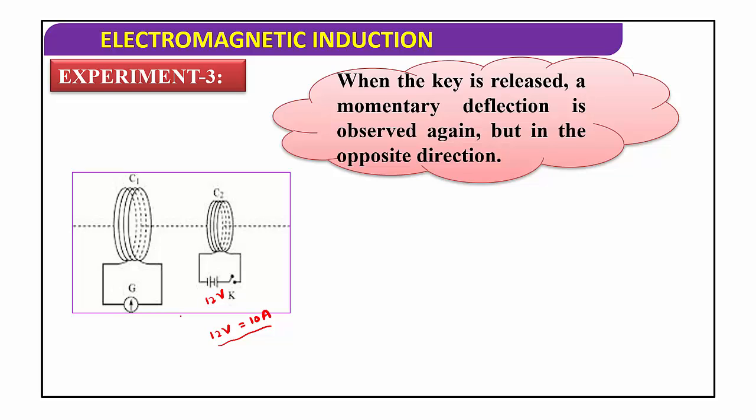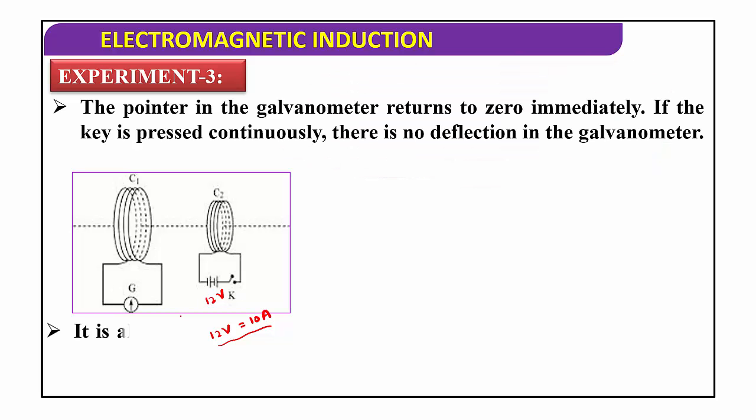Is it clear? When the tap key is pressed, current is increased from 0 ampere to 10 ampere. How much time is taken to increase the current? Just a few seconds. In those few seconds only, the magnetic field changes, so the current is produced. So when the tap key is pressed or released, only momentary deflection is observed in the galvanometer. When it is pressed, the galvanometer shows deflection on one side. When it is released, the galvanometer shows deflection in the opposite direction.